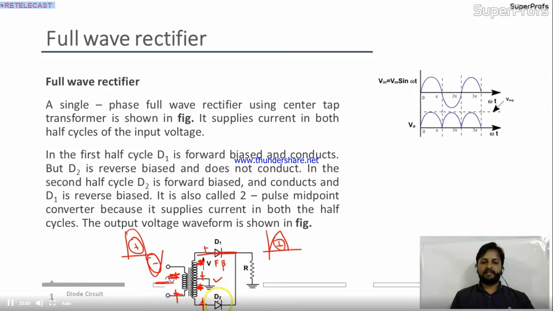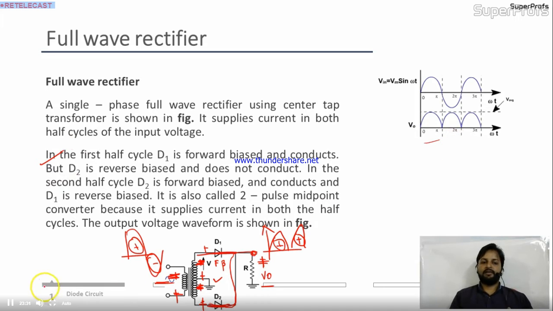So in this case, D2 will be forward biased, and in this forward bias, it becomes a short circuit, and this entire voltage is again dropped like this. So this and this both are the same. So again plus V0, like this we are getting at the output. Is it clear to you? The working is pretty clear to you. The waveform is clear to you.